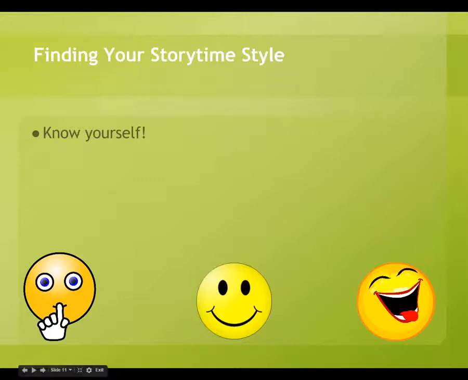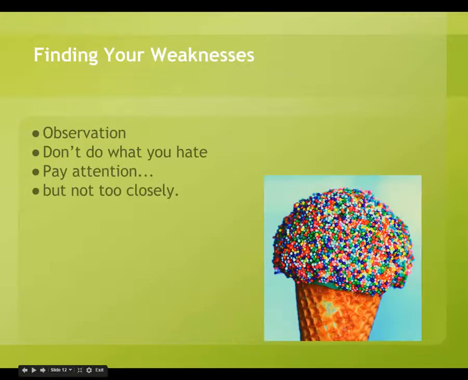So now you found your storytime style, and so now you have to find your storytime weakness. And everyone has weaknesses, and they're hard to find, I think, and admit to in Storytime, but they are important to know. So one of the easiest ways to find your weaknesses in Storytime is to have someone sit in and observe. And it can be a colleague, which is always nice, or it can be your boss if that's not too intimidating for you.